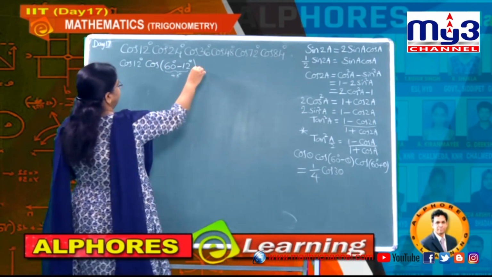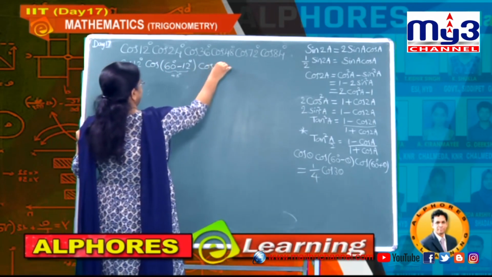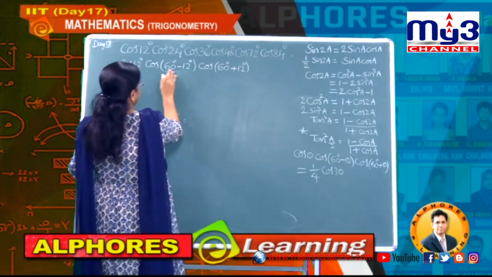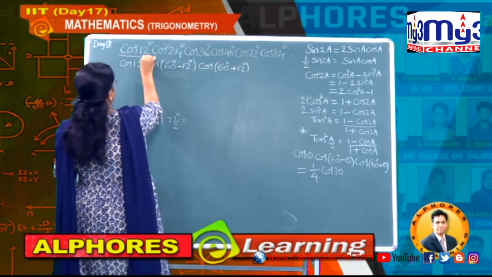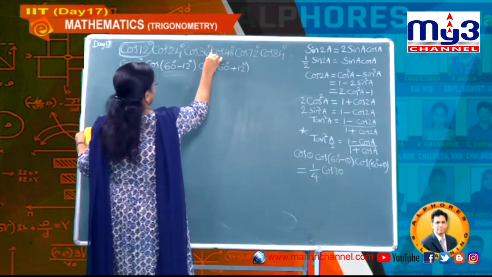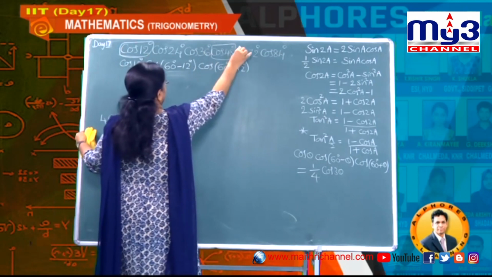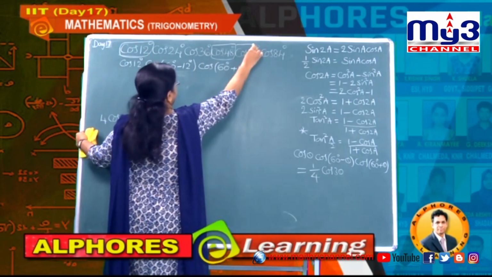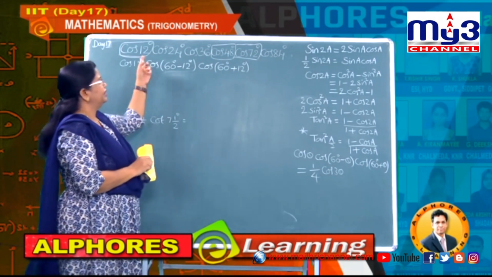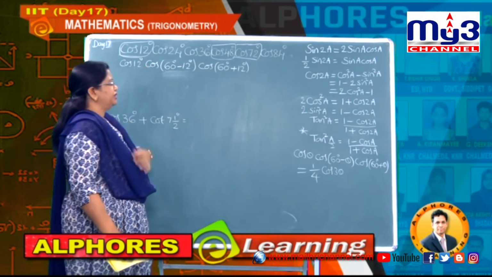And the next value is cos of 60 plus 12 degrees. So we got one set. Completely one set you got, and that is nothing but cos 12, and the next value is cos 60 minus 12, and the other value is 60 plus 12. Okay students, so for these three terms you got a combination.